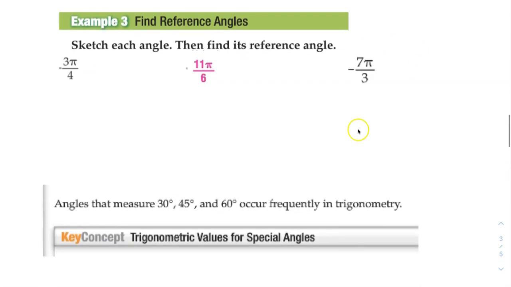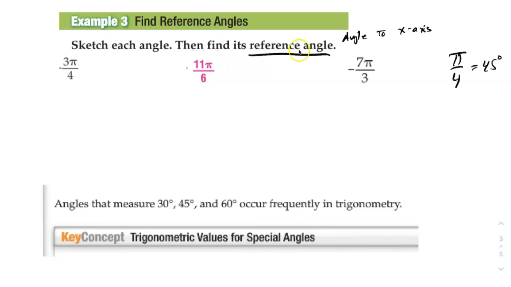Next one, we want to sketch the angle and find the reference angle. Well, remember, reference angle is the distance from that to the x-axis. But one of the benefits of doing radians is, once you know what the denominator is, you know what the reference angle is. It's always the same. So pi over 4 is always going to be 45.